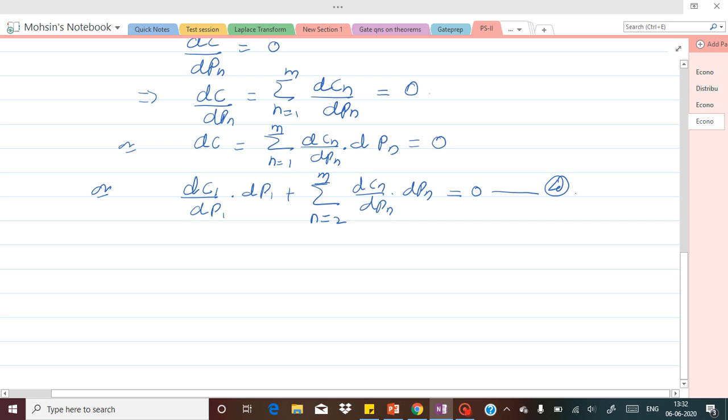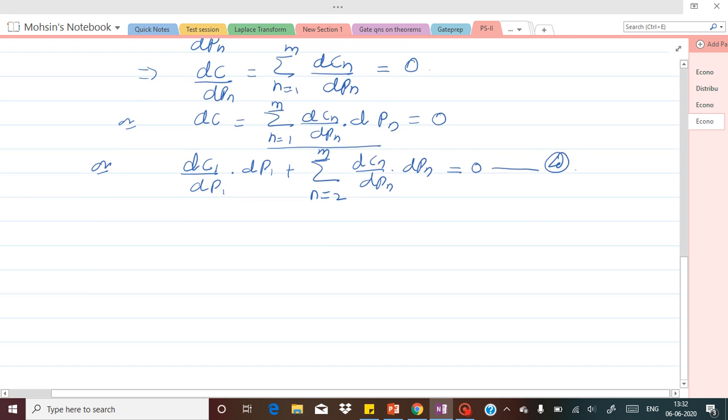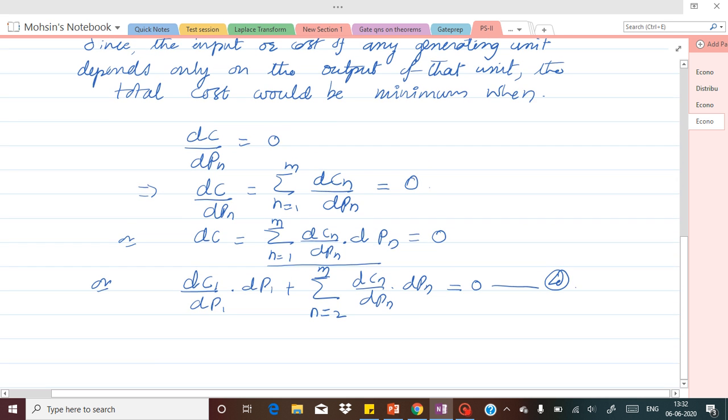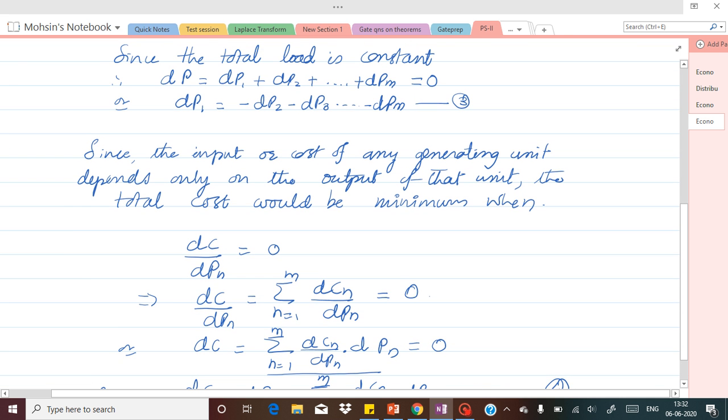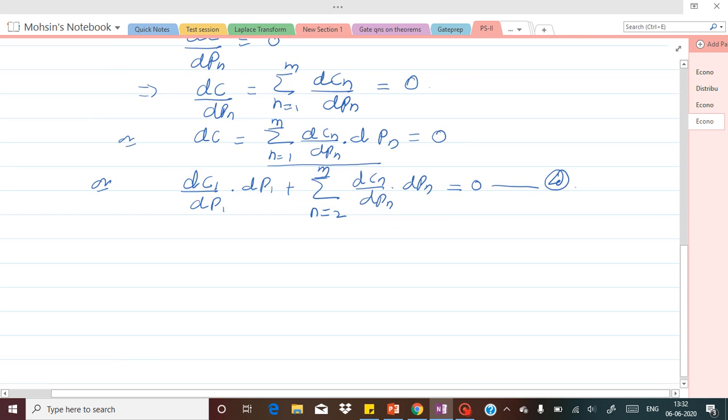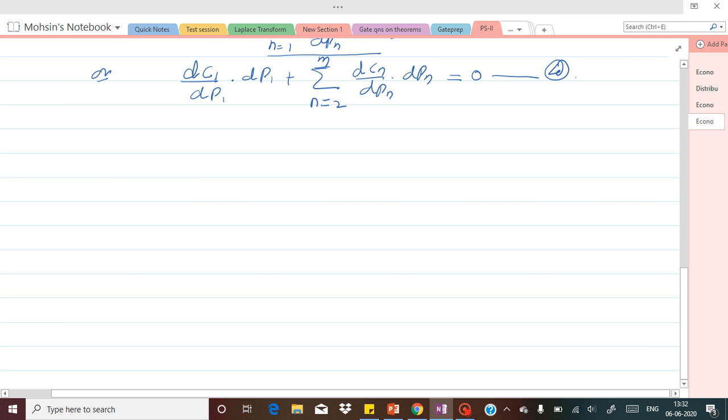So what is done here? In this expression, summation is starting from 1 to m. So first one unit is separated here, by taking n equal to 1 value. So n equal to 1 is dc1 by dp1 into dp1, and remaining terms are written as a summation again. Okay, so now we have dp1 also expressed earlier in equation number 3. So let us substitute the dp1 here.